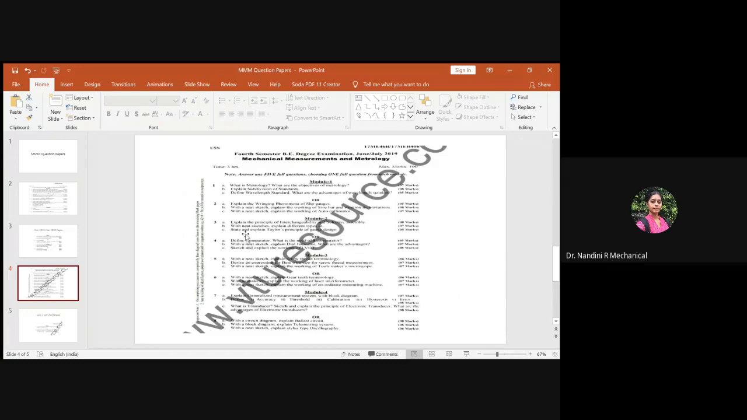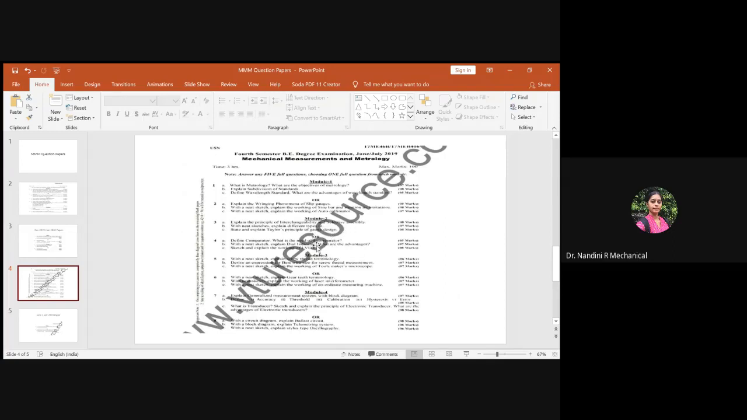And then they have asked you to explain the classification of fits with respect to the sketches. So explain all the types of fits with a neat diagram. And lastly, they have asked you to explain Taylor's principle for gauge design. It is for 5 marks. So you can explain what the Taylor principle is with respect to our gauge design.